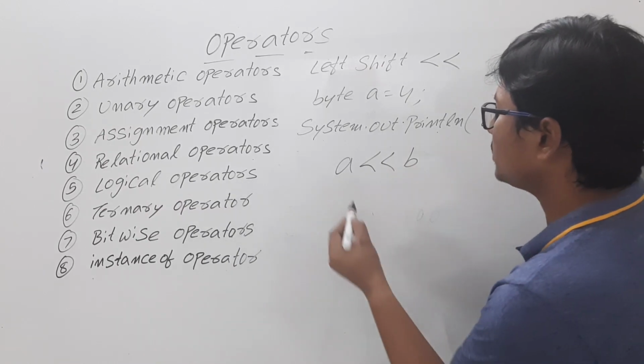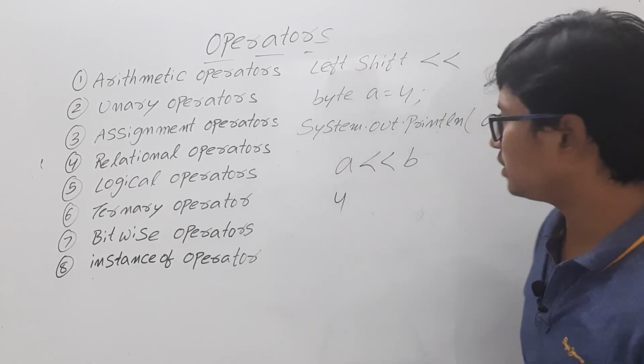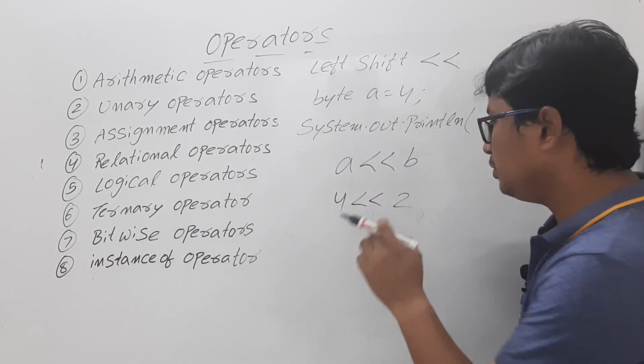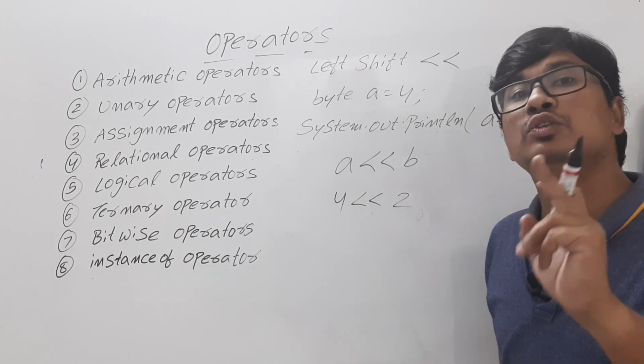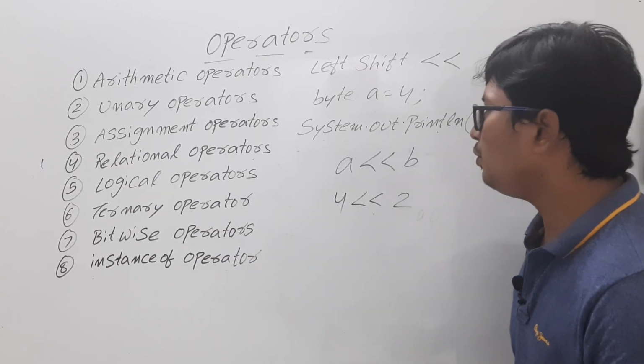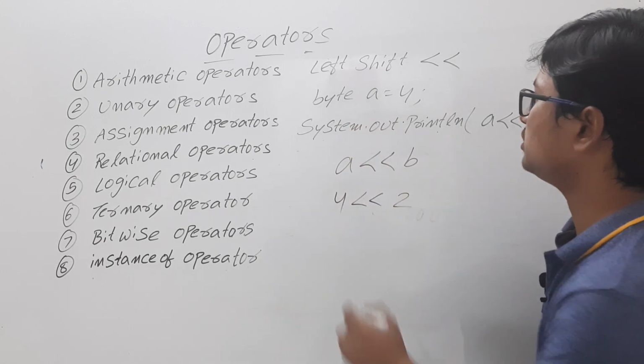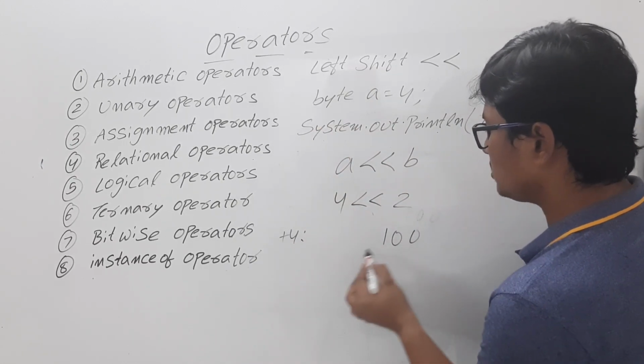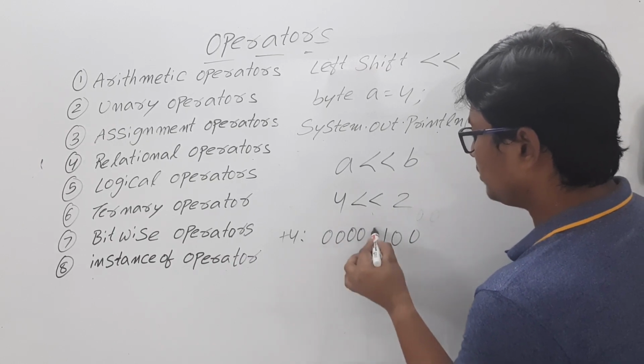So let me discuss with an example. A value is 4 here and b value is 2. So on the value 4, you need to perform the left shift 2 times. Now how it will be performed? Now let me discuss it with you. As it is a plus 4, how it will be represented? 1, 0, 0 and then 5 zeros.